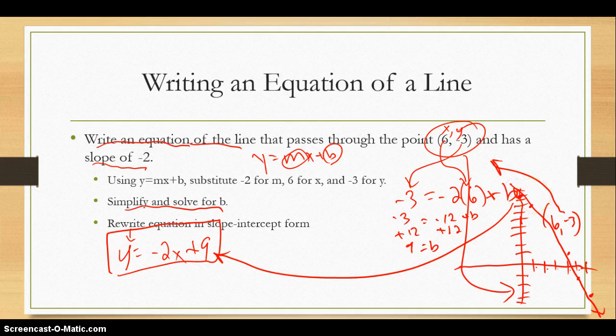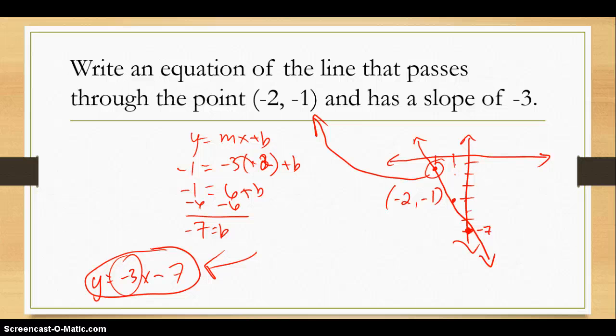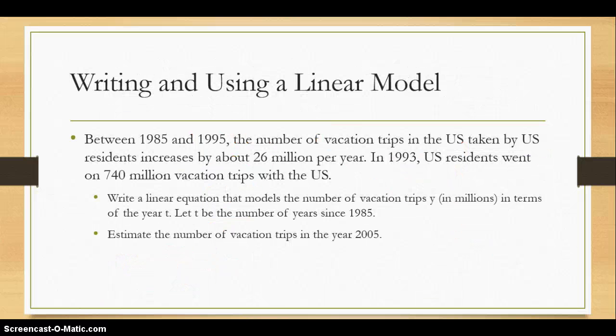So, check it by graphing if you want to check to make sure your answer is correct. Alright, writing and using a linear model between 1985 and 1995. So the first thing that I would do is know that they are talking about a 10-year gap here. This is 0 and this would be 10. Okay, 10-year gap. So in 1985 I'd represent the number 0 and 1995 would be 10.